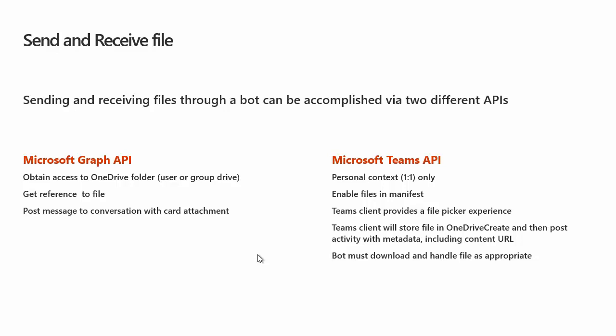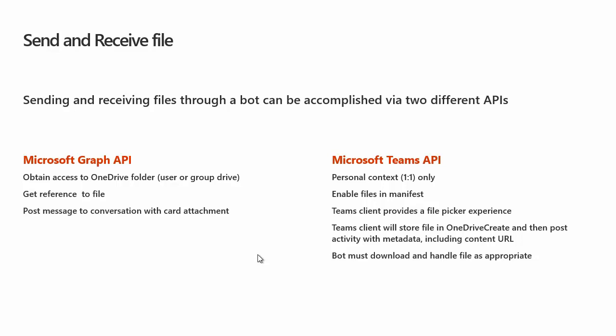So of course you can use the Microsoft Graph API using the drive endpoint to obtain access to a folder for the user or for the group, get a reference to that file, and then post a message to a conversation with a card attachment that points to that file. That is certainly a valid capability.